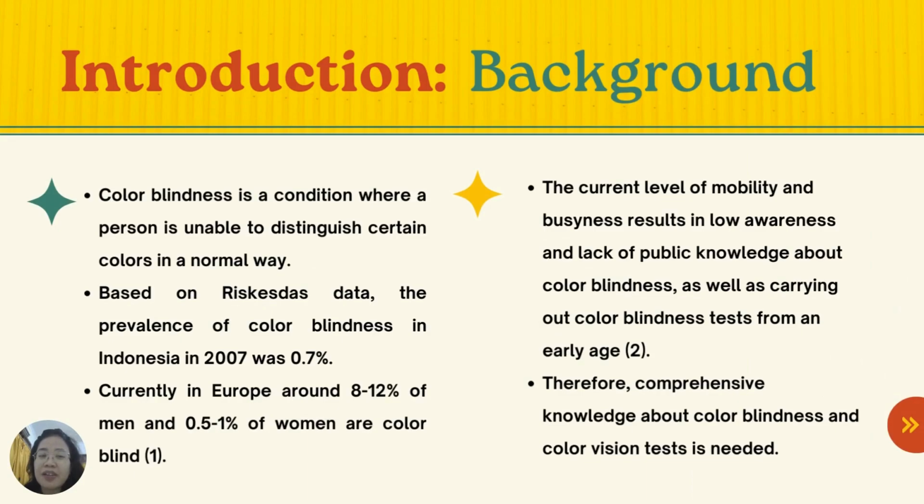Color blindness is a condition where a person is unable to distinguish certain colors in a normal way. Based on Riskesdas data, the prevalence of color blindness in Indonesia in 2007 was 0.7%. Currently in Europe, around 8 to 12% of men and 0.5 to 1% of women are colorblind. Color blindness mostly affects males because it is genetically linked to the X chromosome.